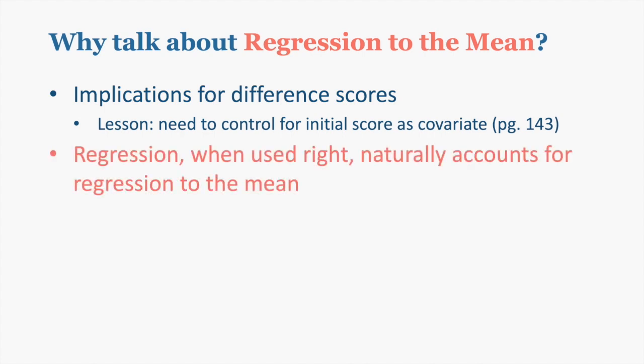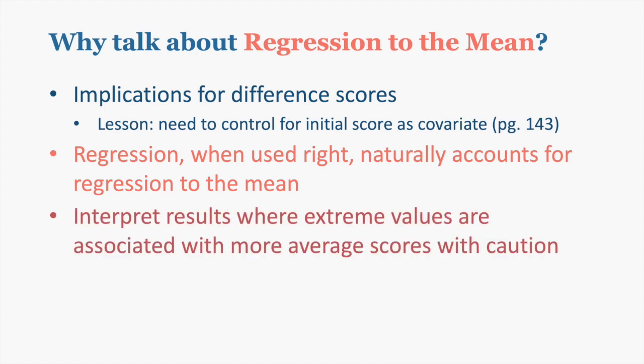What's cool though is regression, when used right, naturally accounts for regression to the mean. It's designed for it. You also get to interpret results where extreme values are associated with more average scores with caution, which means we don't need to look for a causal mechanism that's driving this.